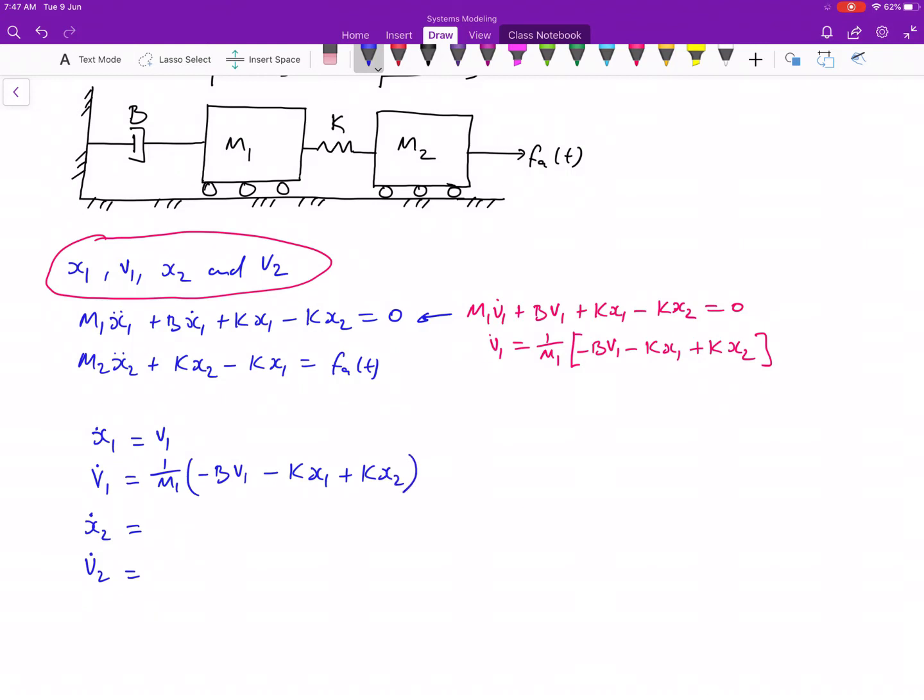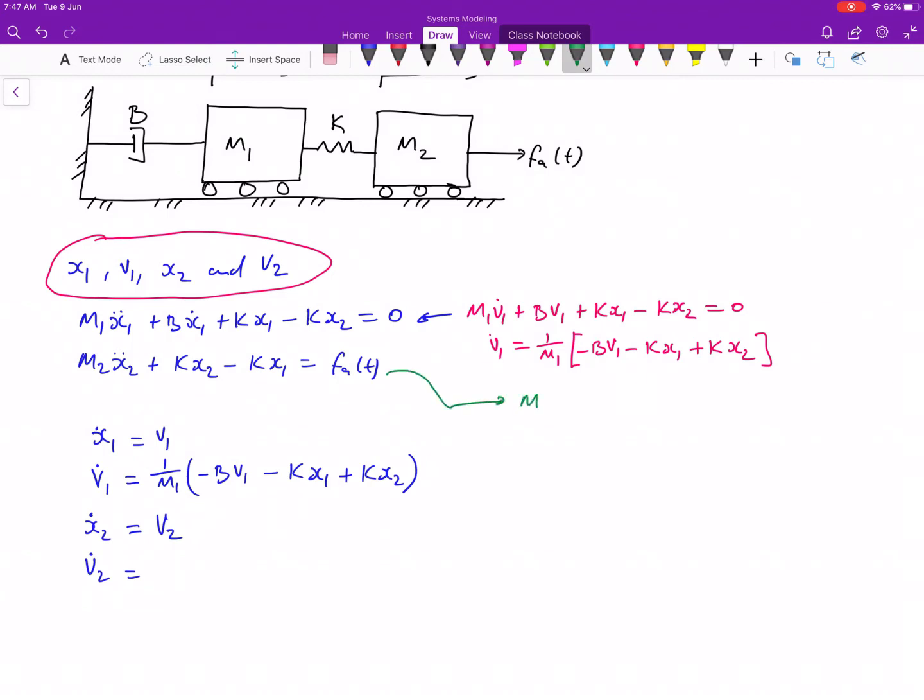Okay, next we need to find our x2 dot. It's easy to say x2 dot is equal to v2, and this is true. And our v2 dot, we need to solve this equation. Let me use a different color. Let me use the green. I'm going to rewrite this one here.